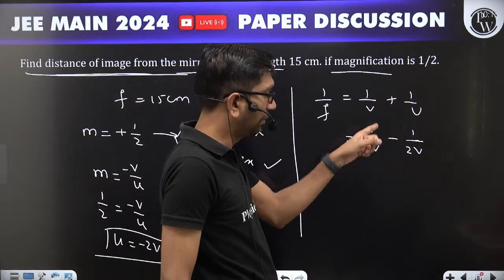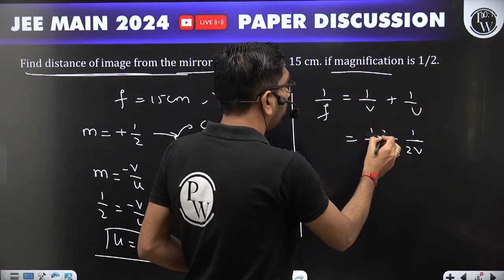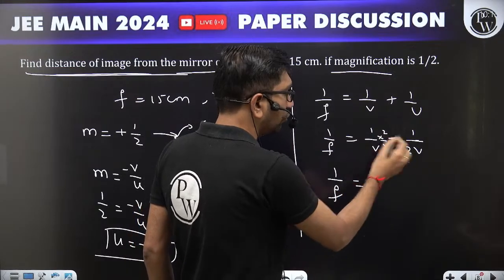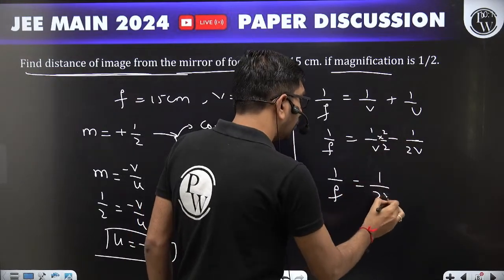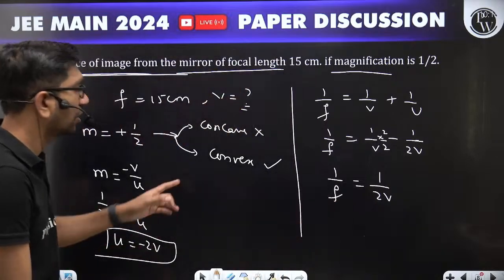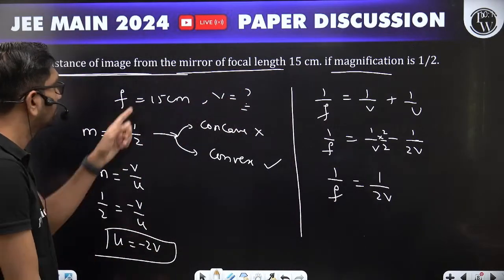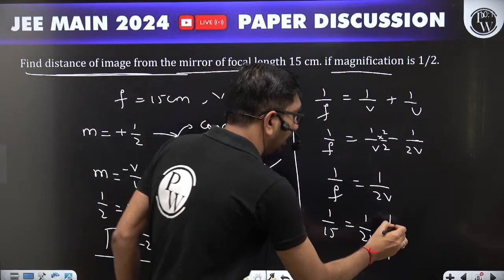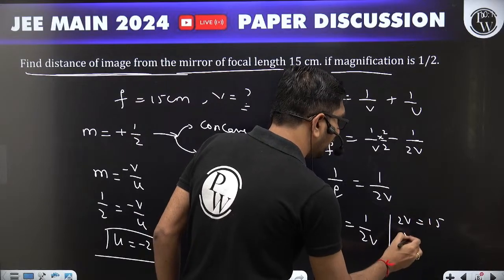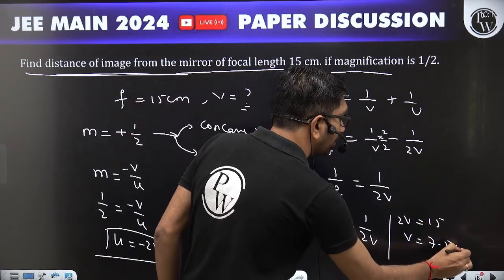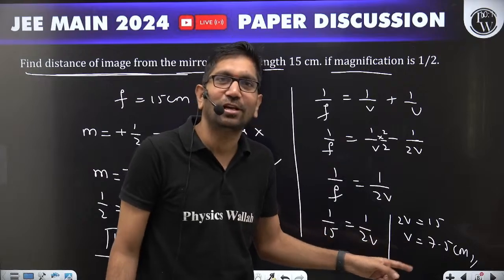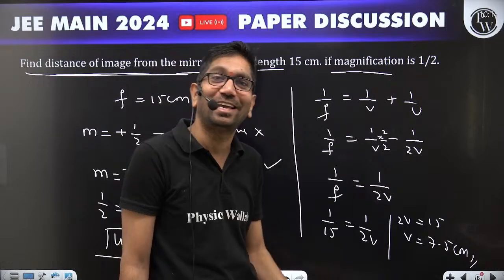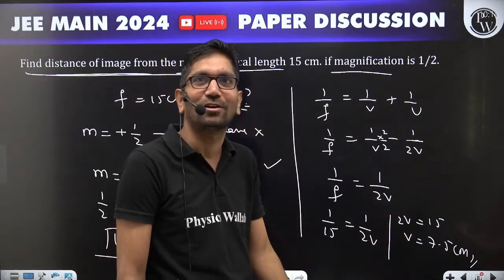So multiplying and dividing by 2 by 2, finally what do you get here? 2 minus 1 is what? 1. 1 by 2V we got. The focal length for the convex mirror is positive only. So 1 by 15 equals 1 by 2V. So finally 2V is equal to 15, and V is 7.5 centimeter. I told you that you'll get a positive value only. A very easy and simple question.